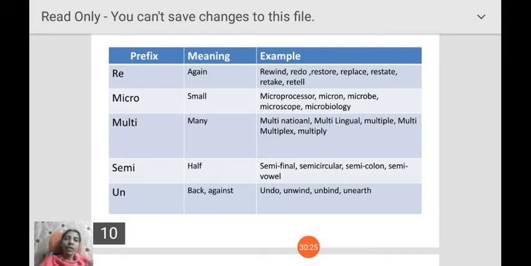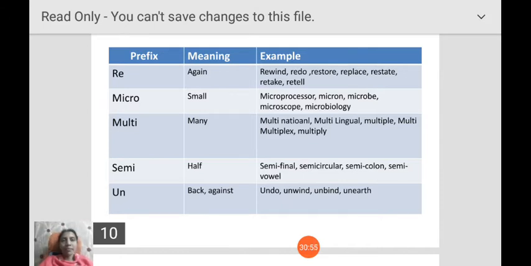Microbe, a bacteria which is very small. So that's why we call them microbes. Microscope, something to look at very small particles. That's why it is microscope. Microbiology, a biology that deals with microorganisms, micro things. So that's why it is microbiology.